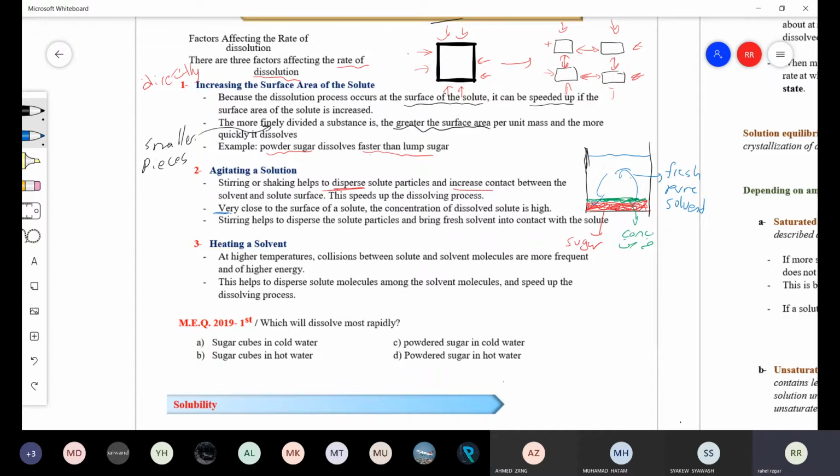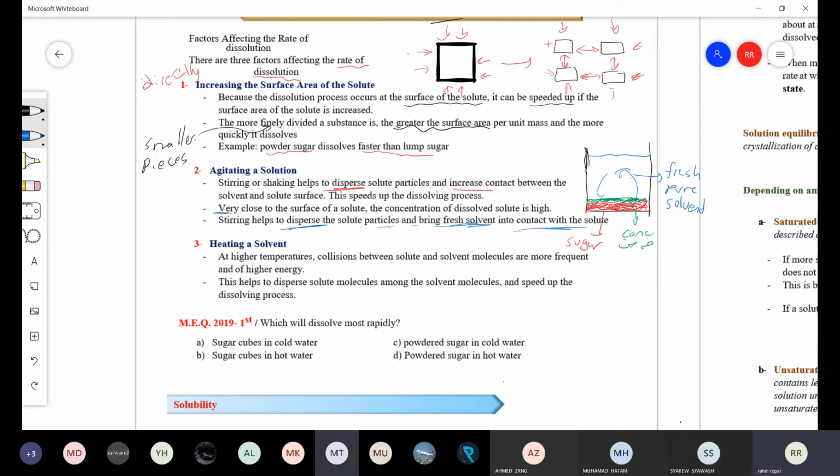So when you are stirring, you are speeding up the process. How? By making more contact between the solute and the fresh solvent. So stirring helps to disperse the solute particles and bring fresh solvent into contact with the solute. That's the work of agitating the solution.